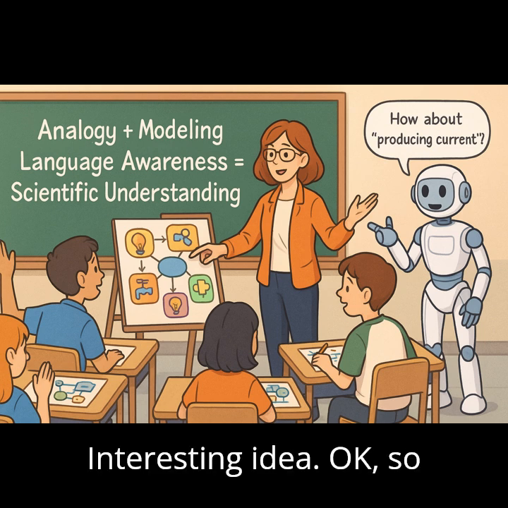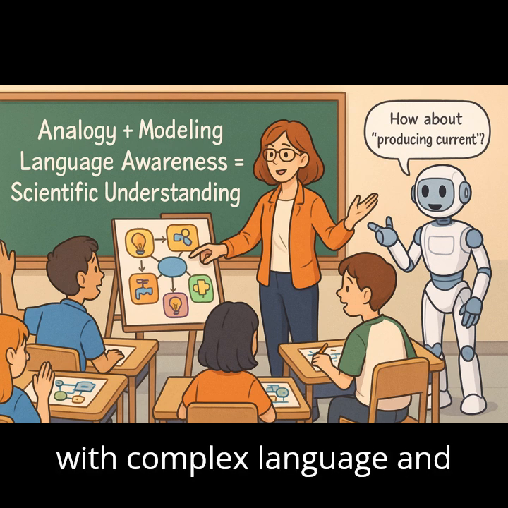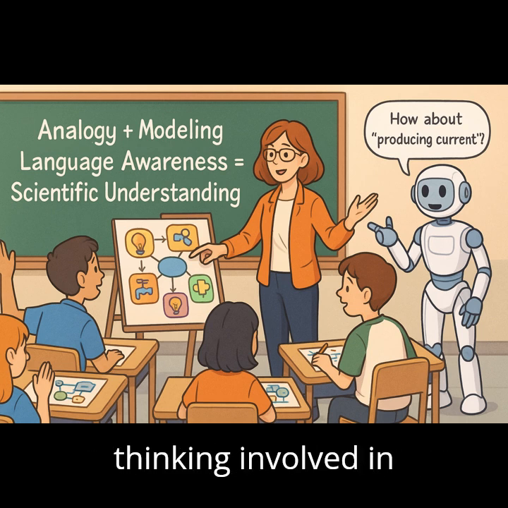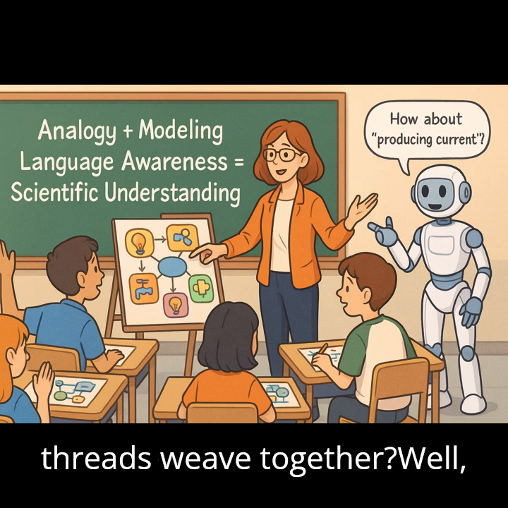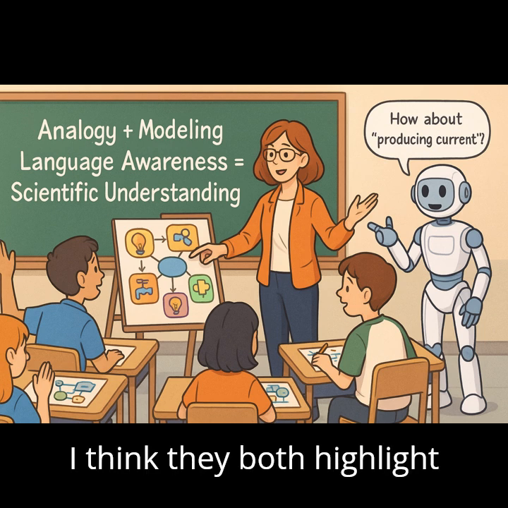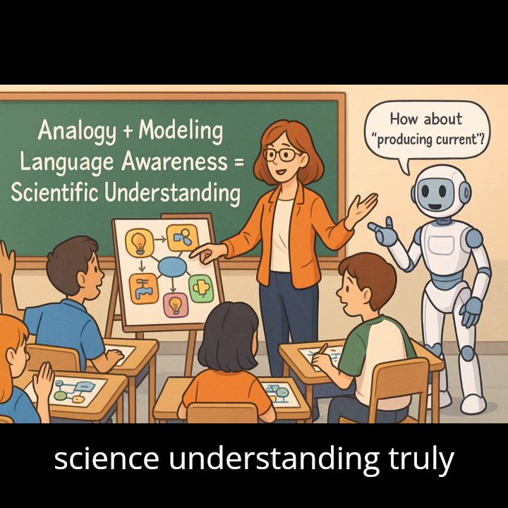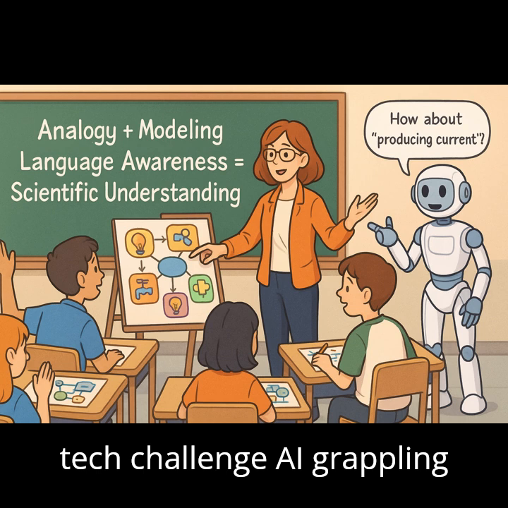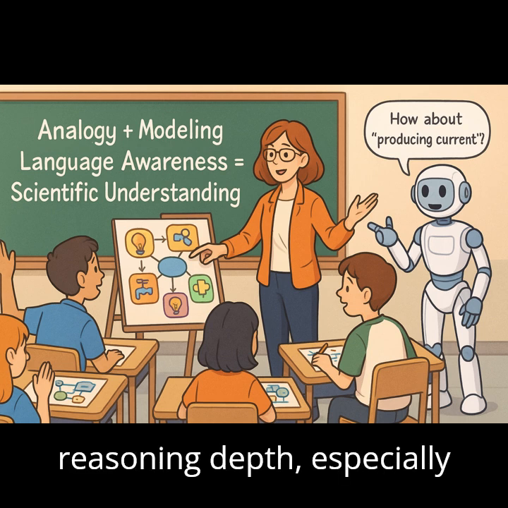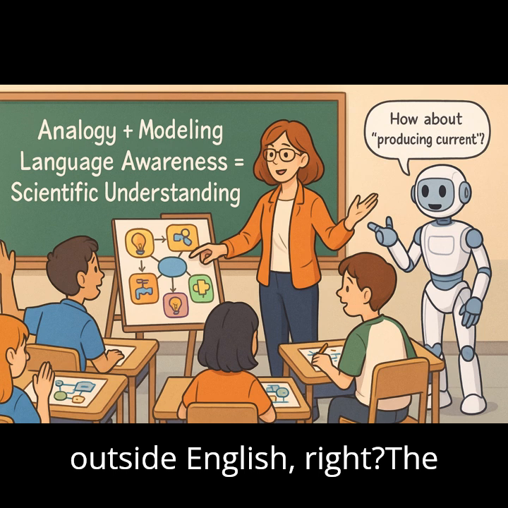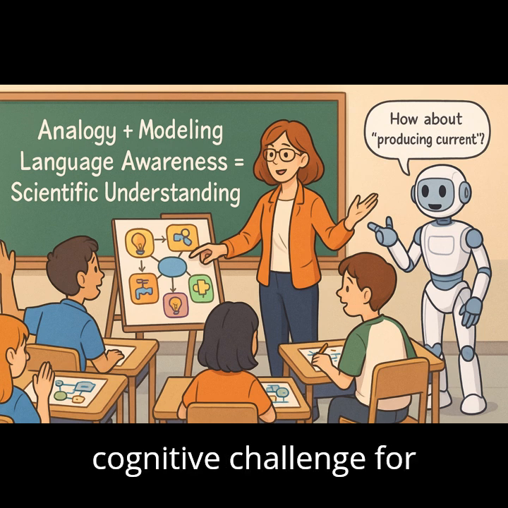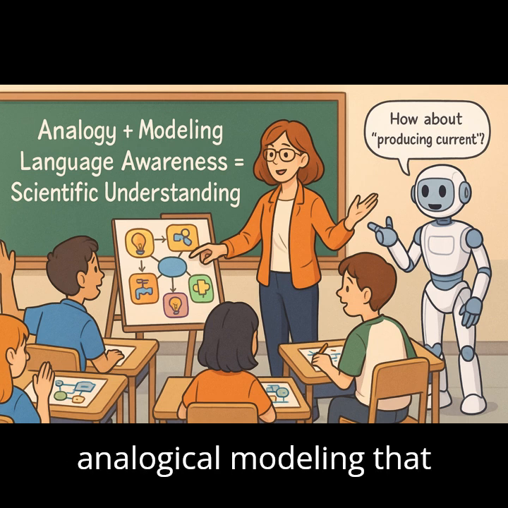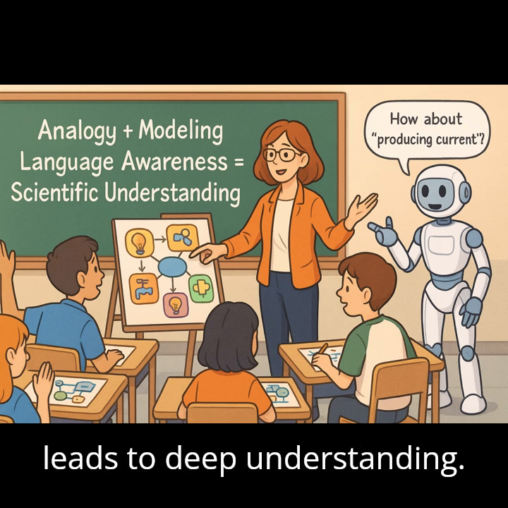Interesting idea. Okay, so we've looked at AI struggling with complex language and explanations, and students struggling with the complex thinking involved in analogies. How do these two threads weave together? Well, I think they both highlight just how complex assessing science understanding truly is. The first study shows the tech challenge, AI grappling with linguistic nuance and reasoning depth, especially outside English. Right. The second study shows the cognitive challenge for students, the difficulty of actually doing the sophisticated thinking, like analogical modeling, that leads to deep understanding.